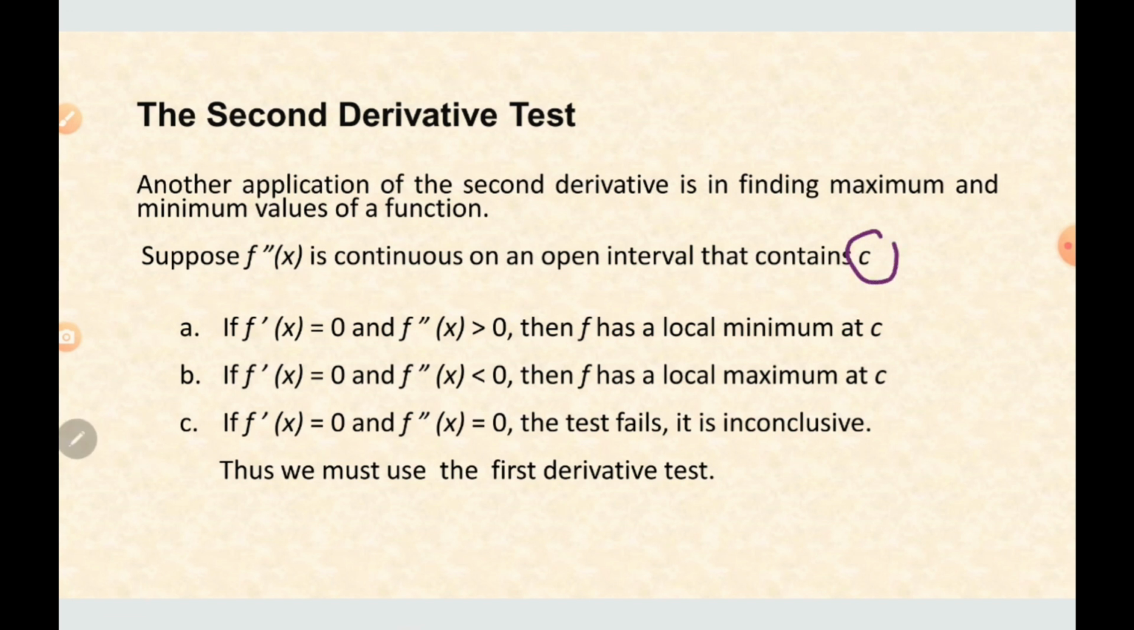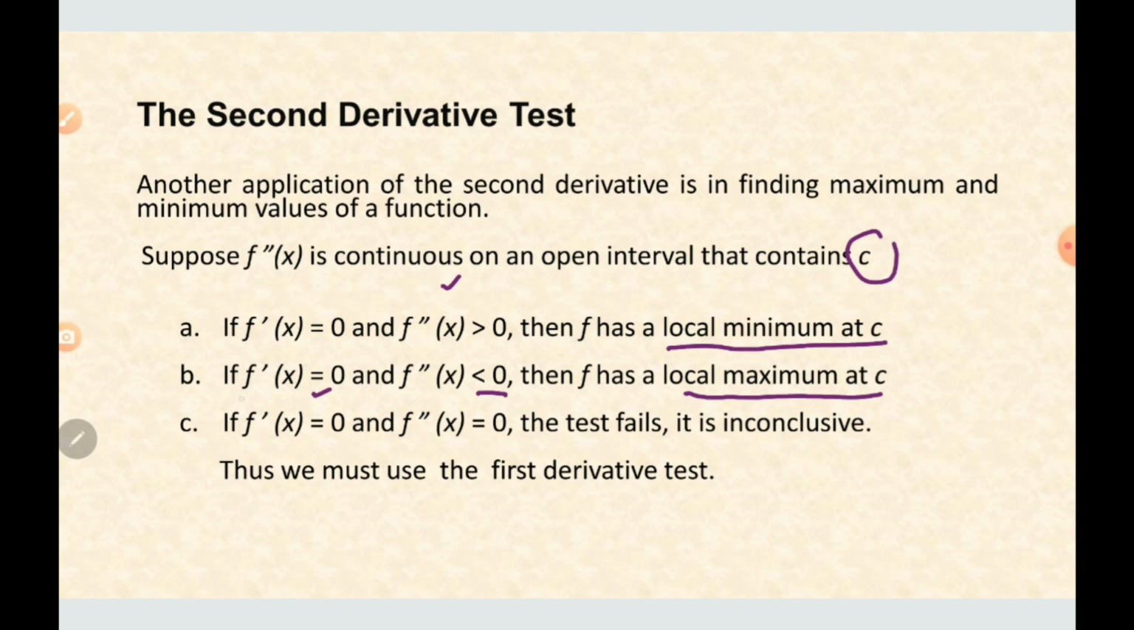A, if f prime x equals 0 and f double prime x is more than 0, then the function f has a local minimum at x equals c. B, if f prime x equals 0 and f double prime x is less than 0, then the function f has a local maximum at x equals c.